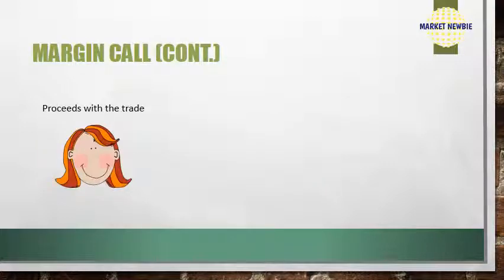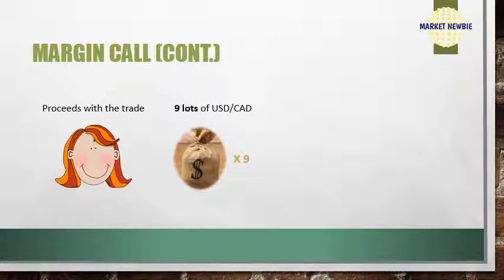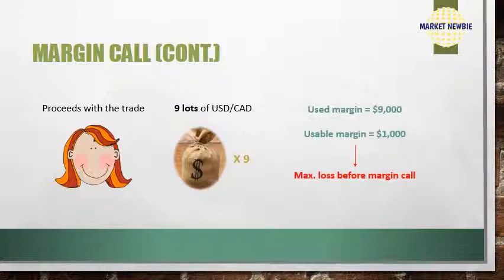Say Lisa really proceeds with the trade. She opens 9 lots of the USD to CAD currency pairs. The used margin in her account is $9,000. The rest, $1,000, is the usable margin at the moment. You could also think of this $1,000 as the maximum loss that Lisa can bear before she receives a margin call. Why? The reason can be explained by the net asset value or NAV.